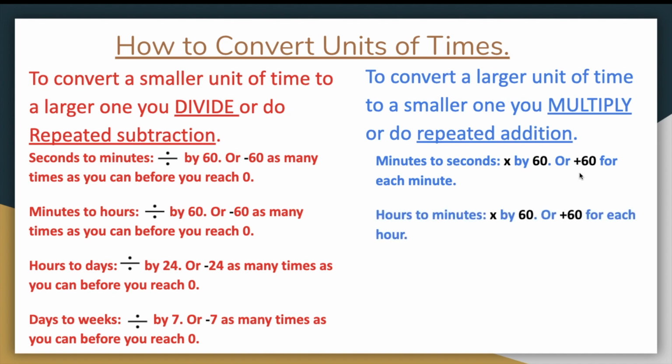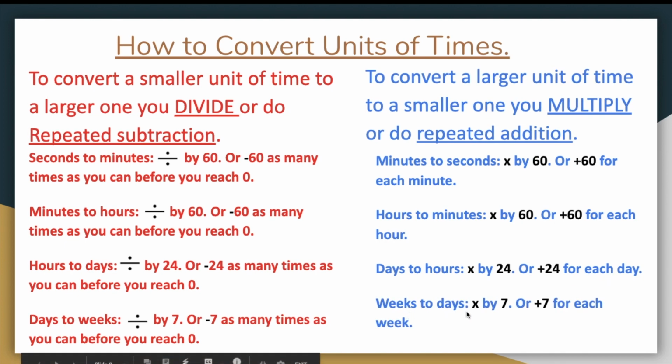To change hours to minutes, we know that there are 60 minutes in 1 hour. So again, we multiply by 60, or we add 60 for each hour. To change days to hours, we know that there are 24 hours in one day. So we multiply the days by 24, or do 24 plus 24 for each day.